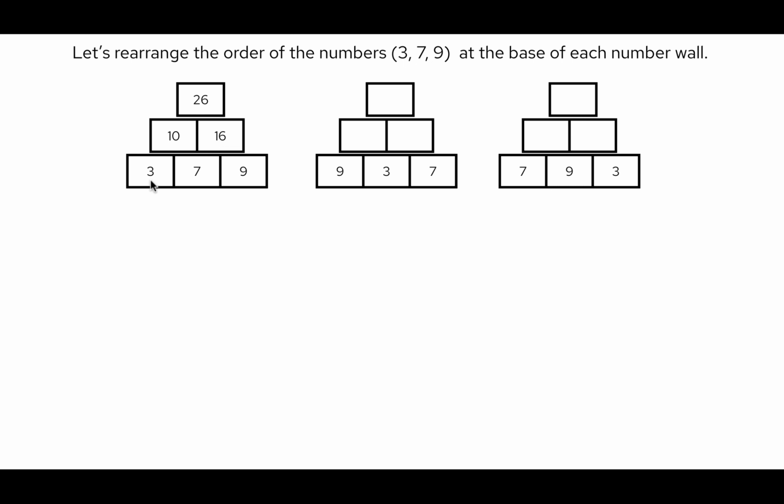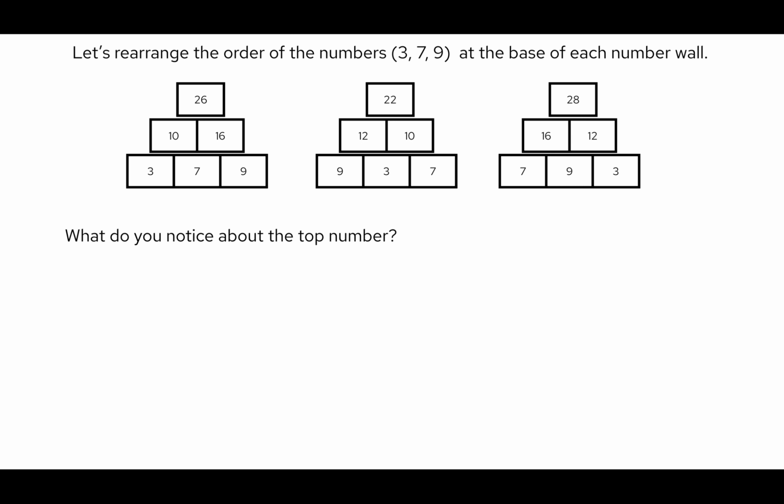Now I find the sums. So again, 7 and 3 is 10, 7 and 9 is 16, and 10 and 16 is 26. And the sum of 9 and 3 is 12, 3 and 7 is 10, and 12 and 10 is 22. And the last one, 7 and 9 is 16, 9 and 3 is 12, and 16 and 12 is 28.